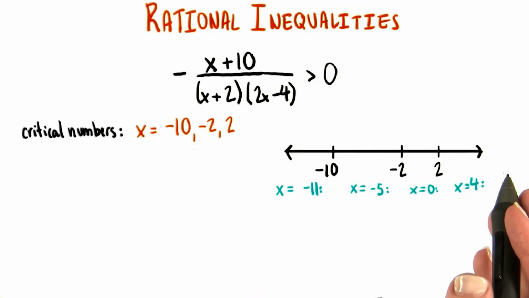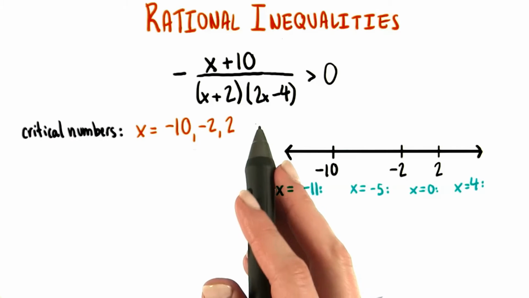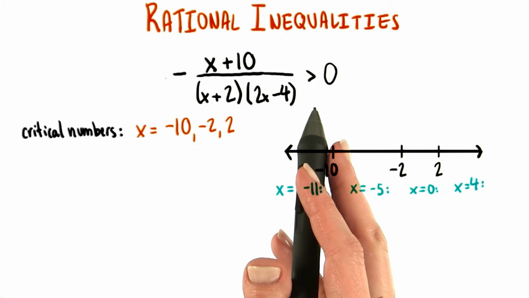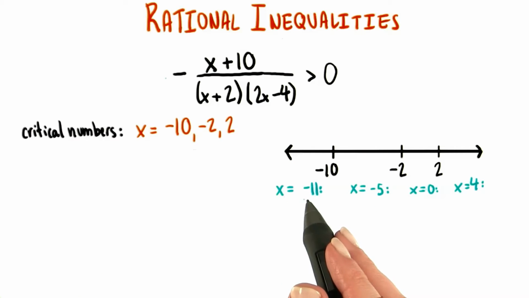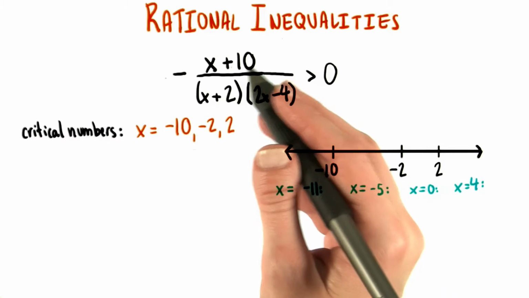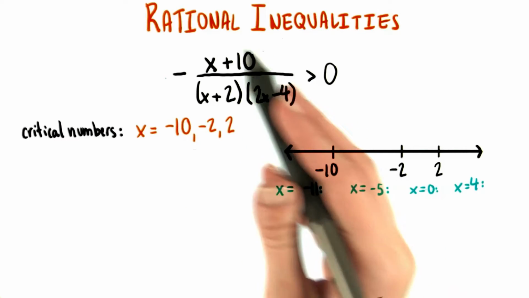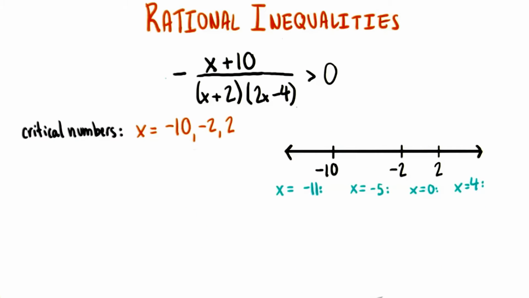So here I've redrawn our number line, and for each region I've picked out a value to test to see whether or not it satisfies our inequality. First, let's test x equals negative 11. Now you might think that we need to actually plug negative 11 in and find out all the numbers here, but all we really care about is the sign of this entire expression. We just want to know whether or not it's positive.